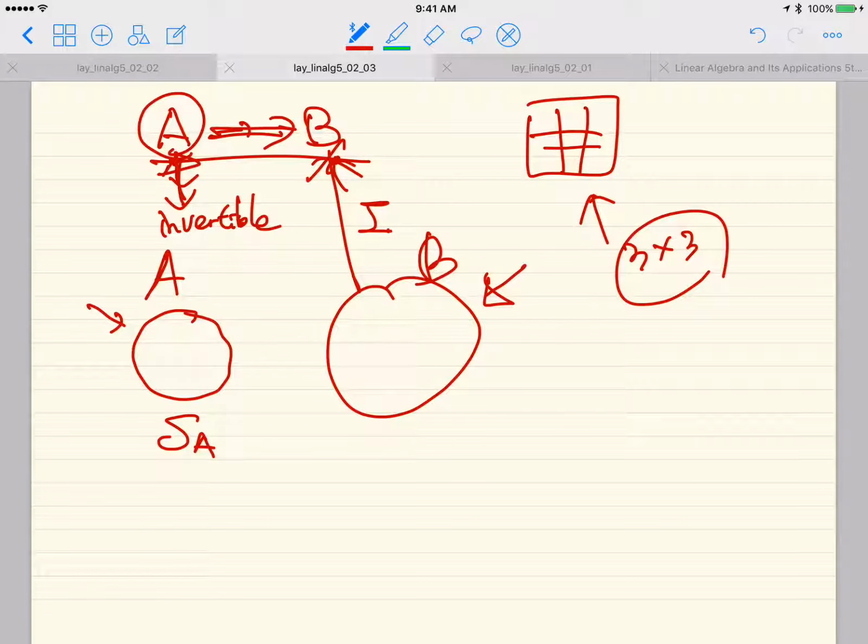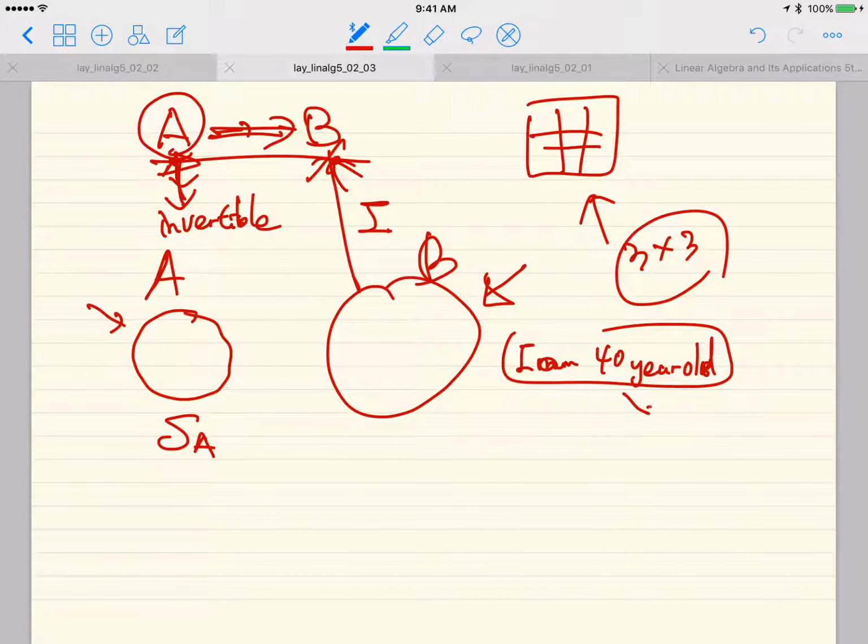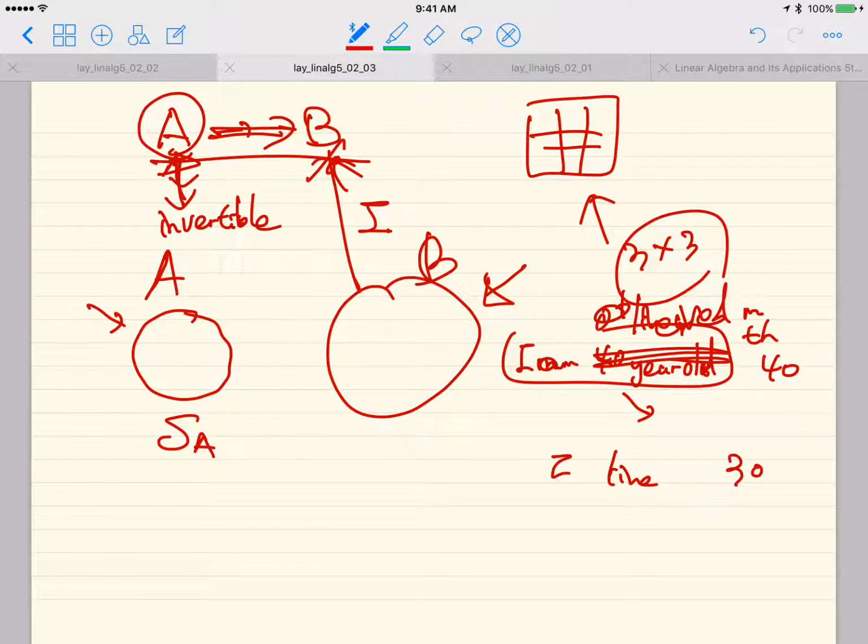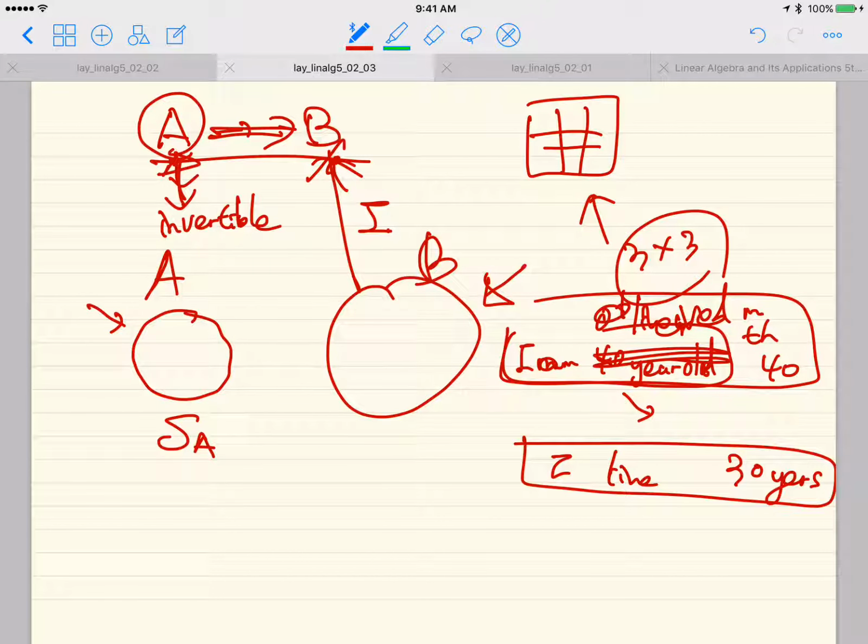Okay, and then let's give a simpler example. So I am 40 years old. So this is one statement. Okay, so I lived more than 40 years. And then I lived more than 30 years. Okay? Then let's think about these two logical statements. So if this first one is true, and then the second one is also true.